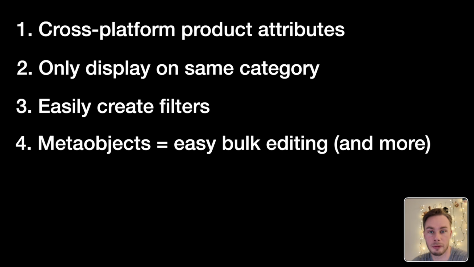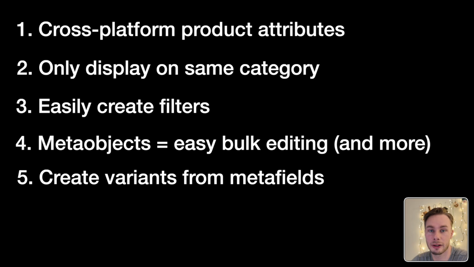Number 4 is that Shopify creates meta objects for your category metafields, meaning that you can edit those attributes all in one place. You can change wool to organic wool and it will change throughout your entire store. You can change a color name, or you can change the color hex code, or add an image to that color and it will change through the entire store. And finally, you can create variants based on those category metafields.